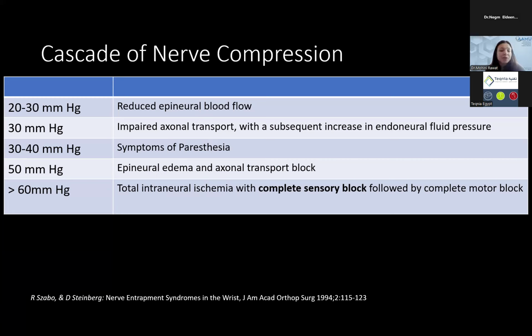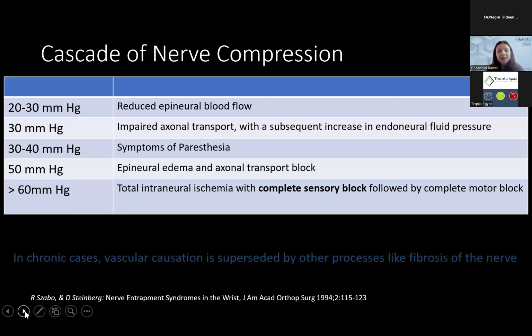the symptoms to present. Now, when it reaches 50 millimeter of mercury, the epineural edema and axonal transport gets blocked. More than 60 millimeter of mercury, there is total intraneural ischemia with complete conduction block followed by complete motor block. So there is always sensory block followed by motor block, which is exactly what we saw in the previous case that I explained.